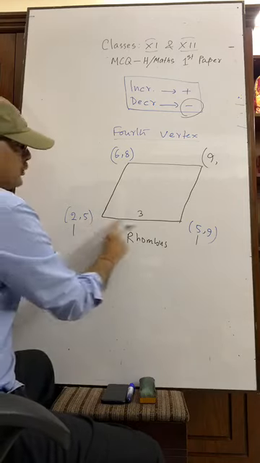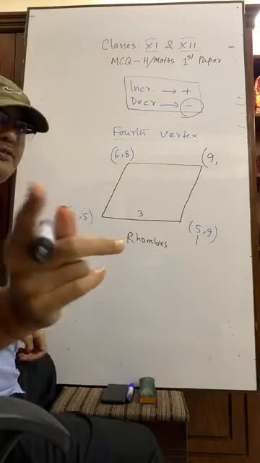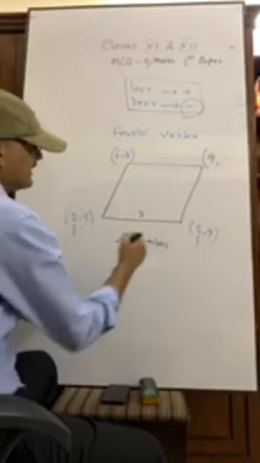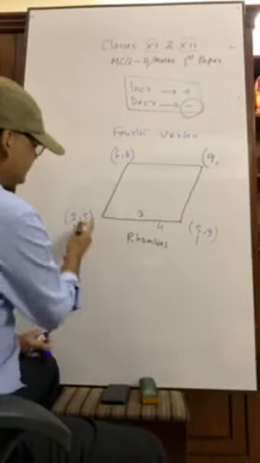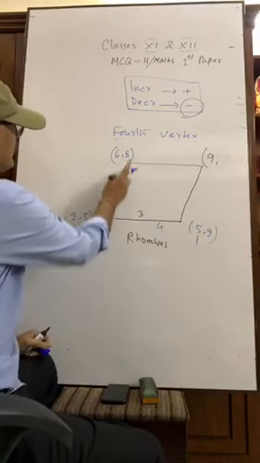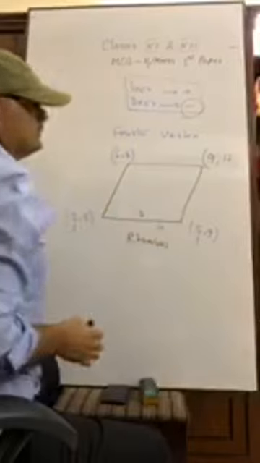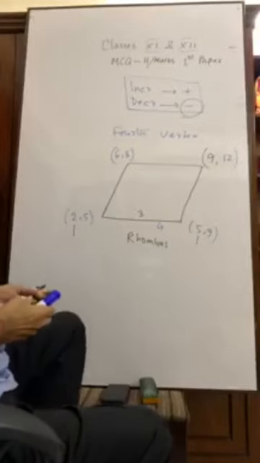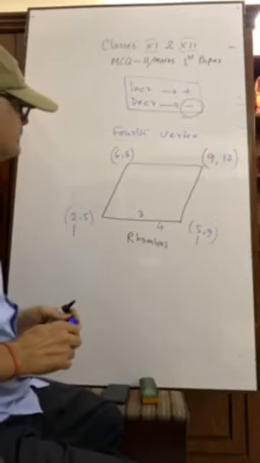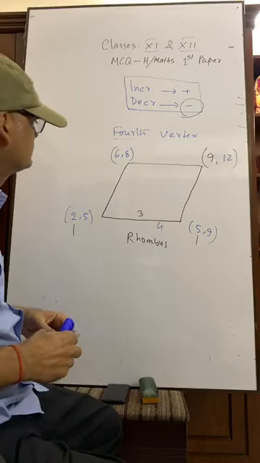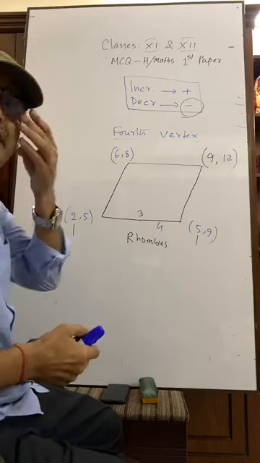From 5 to 9, the difference is 4. It is also increasing. So 8 plus 4, have you seen? Our answer is done, you know.